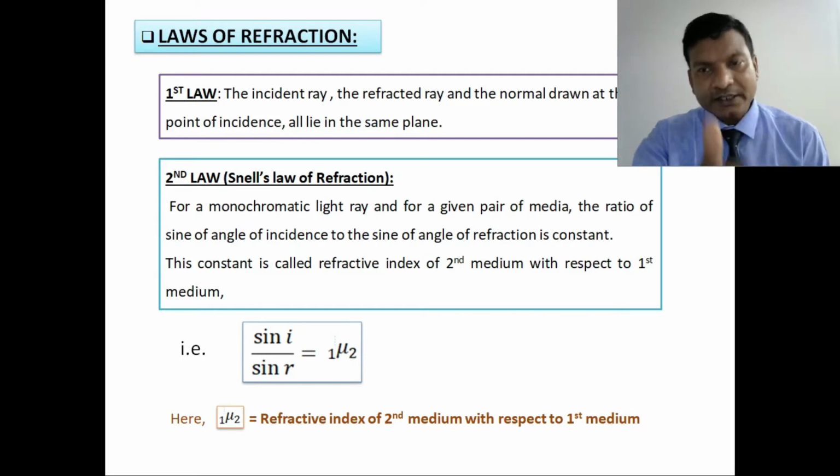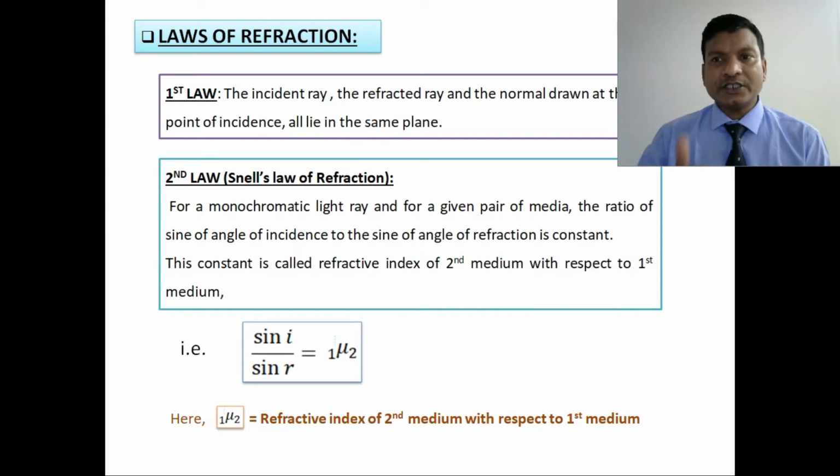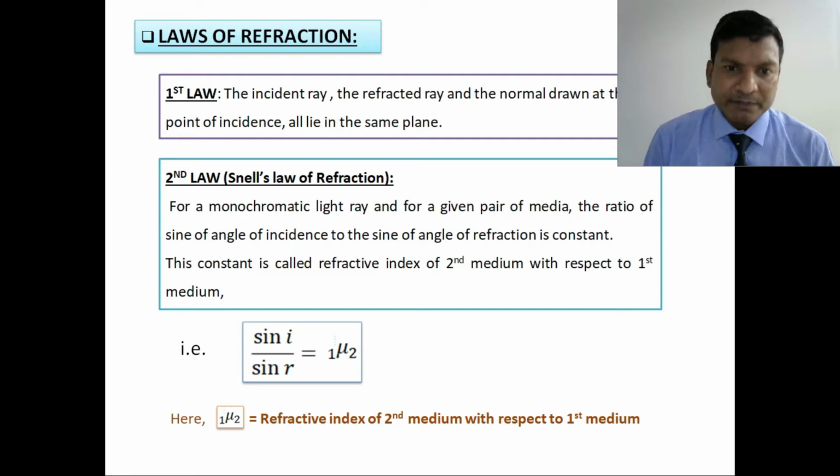Means from where the ray of light is coming. How do you understand which one is the first medium and which one is the second medium? You will be getting the incident ray, then you will be getting the refracted ray. Obviously, the incident ray will be in the first medium and the refracted ray will be in the second medium. In this way, we will find the refractive index of the second medium with respect to the first medium.